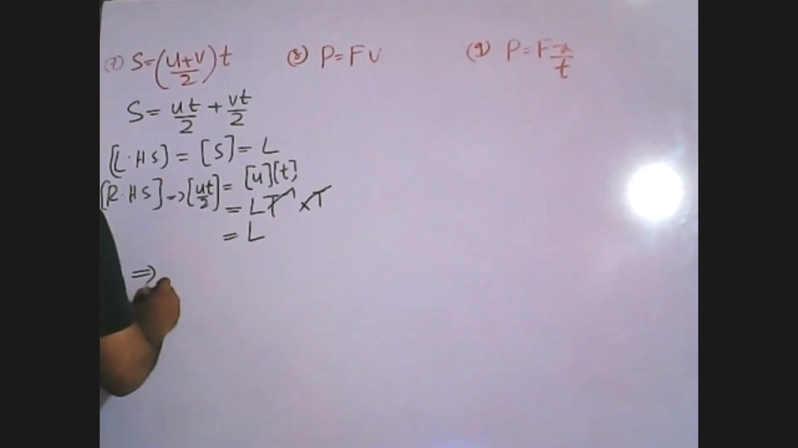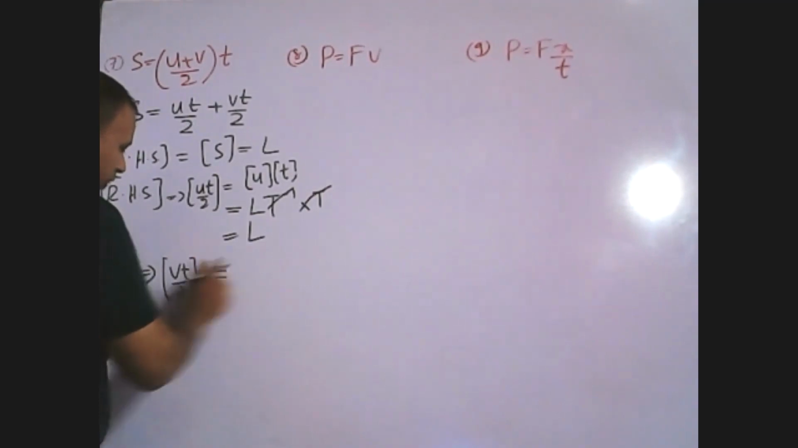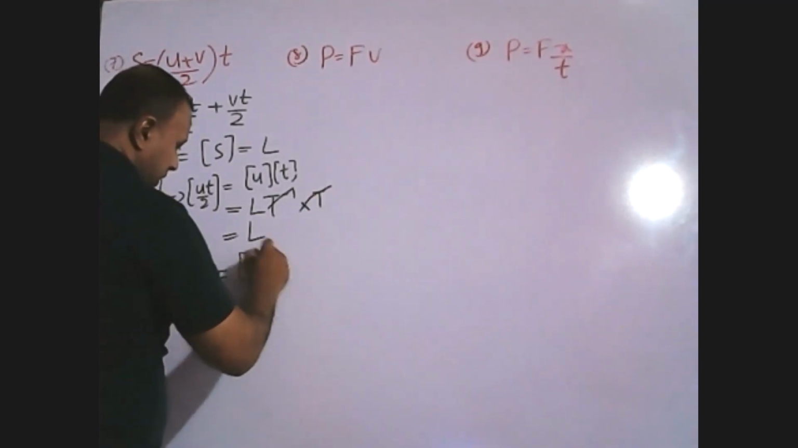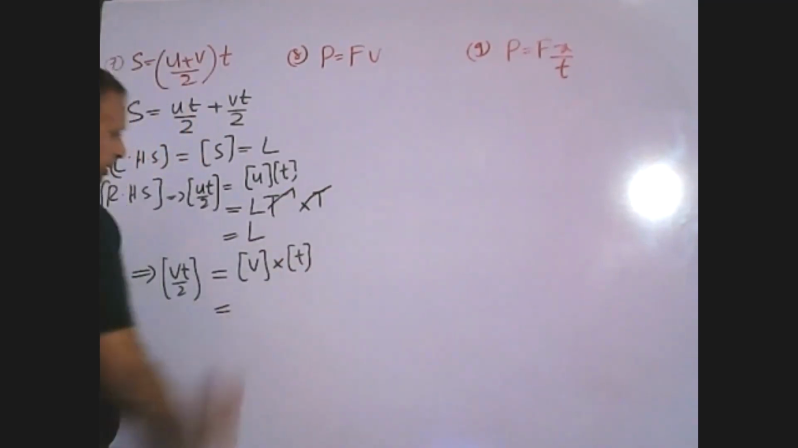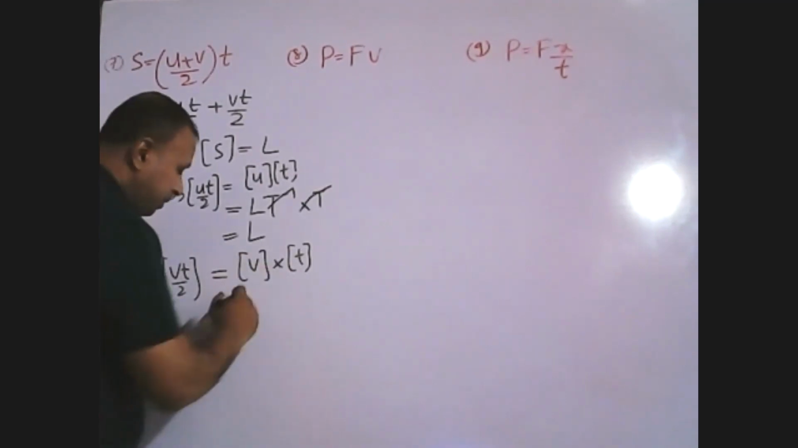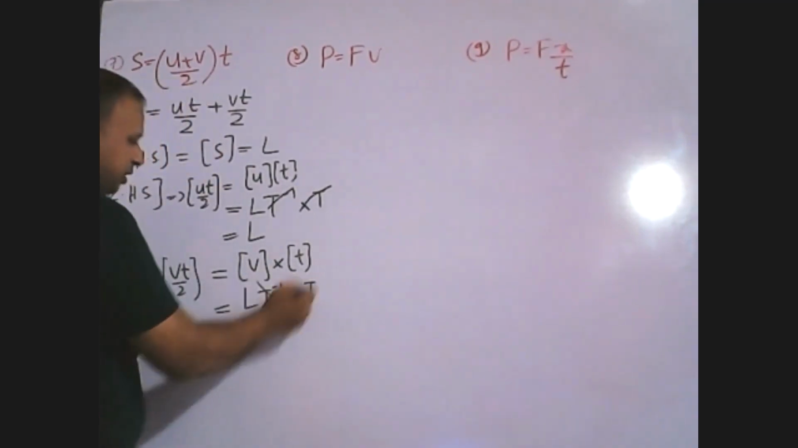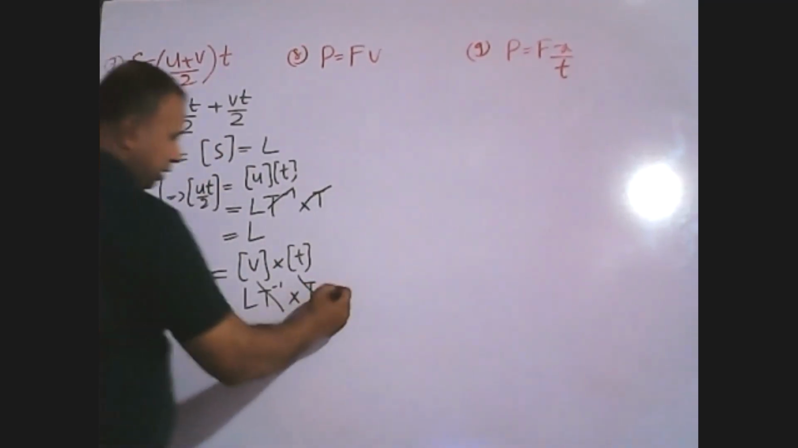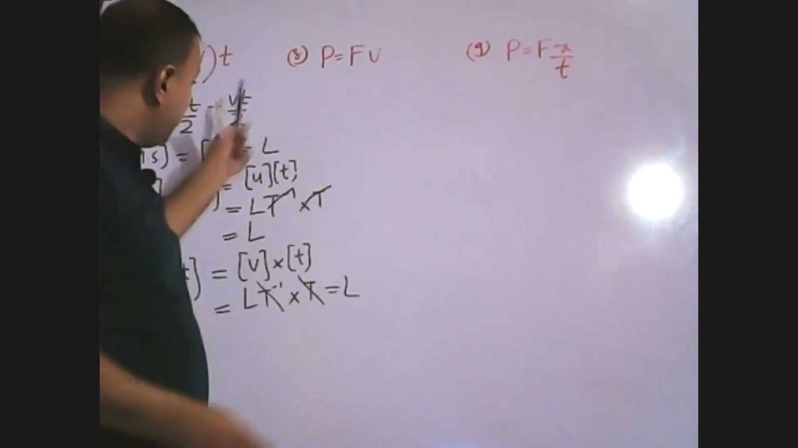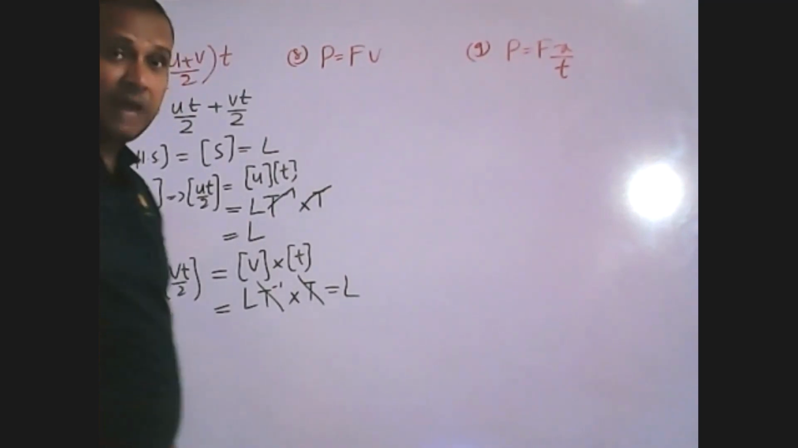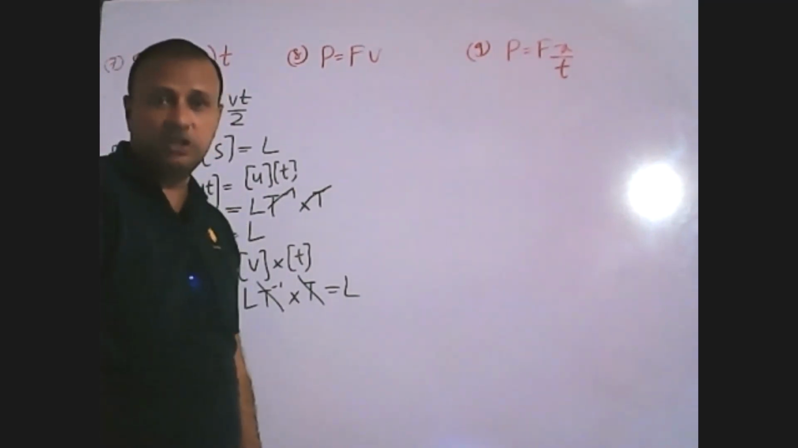Then you have to consider the dimension of Vt over 2. Vt over 2 means the dimension of V into the dimension of T. Again, the same calculation. V is a velocity, so dimension of V is LT minus 1. T is a time, so minus T and plus T will be cancelled out, equal to L. Then you can say each and every term in this equation has the same dimension. So this equation is dimensionally correct.